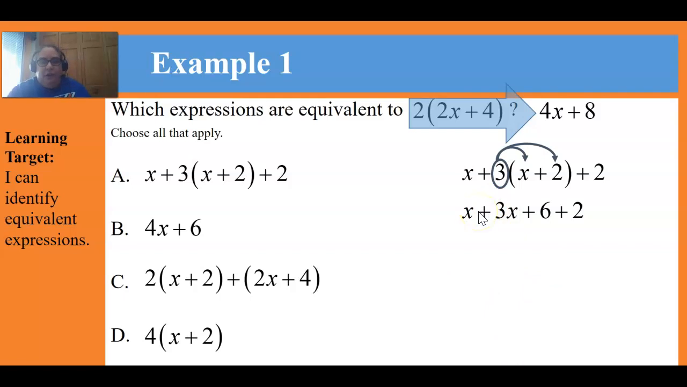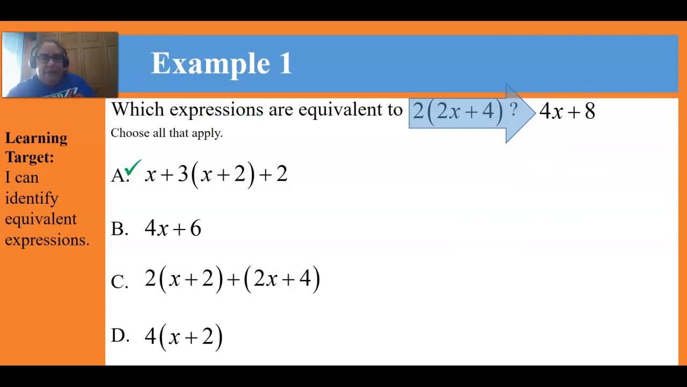Now I have no more parentheses, but I do have terms that can be combined. So my x and my 3x, that would be 4x. My 6 plus 2, that's a positive 6 plus 2, so that would be a positive 8. So it turns out that when I simplify this expression from A, I get 4x plus 8, which was what I was hoping to get. So it turns out that A is equivalent. So they might look different, but they're still worth the same.